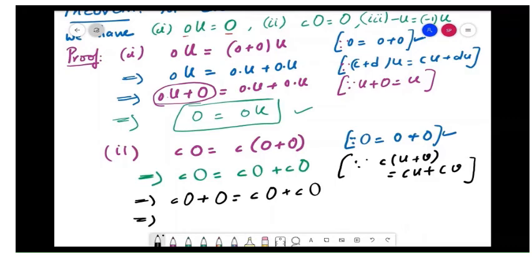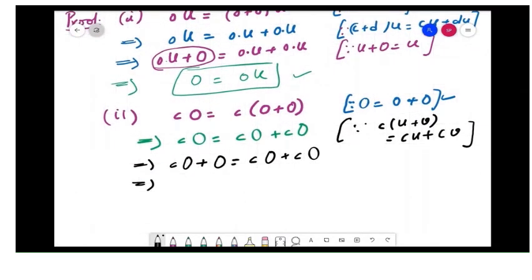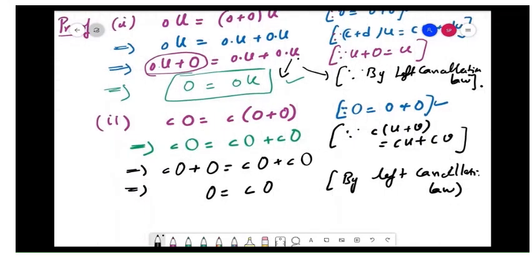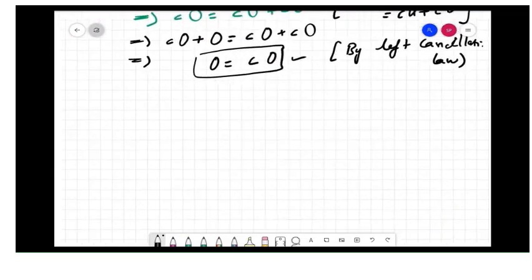Then again apply the left cancellation law. So c into 0 will be cancelled, and you will have 0 is equal to c into 0 by left cancellation law. So let us mention the same thing above in the first one, where we also used the left cancellation law, which is true in all additive groups. And we know that a vector space is first of all an additive group. So you have now proved 0 is equal to c into 0, the second one.